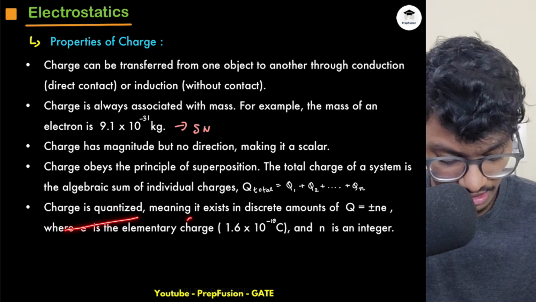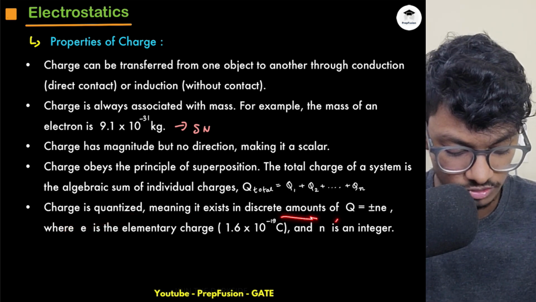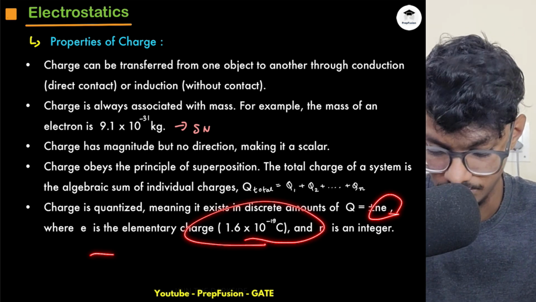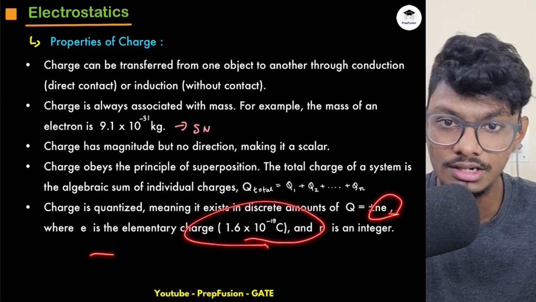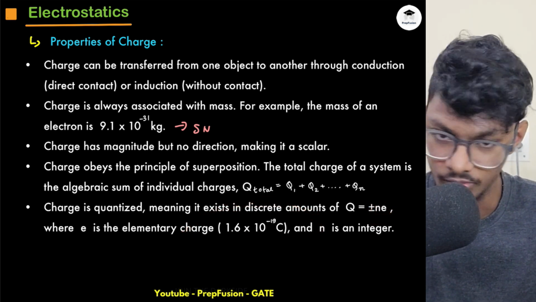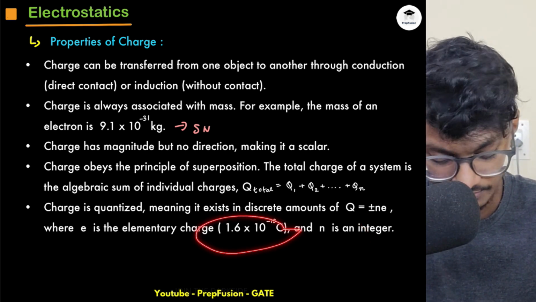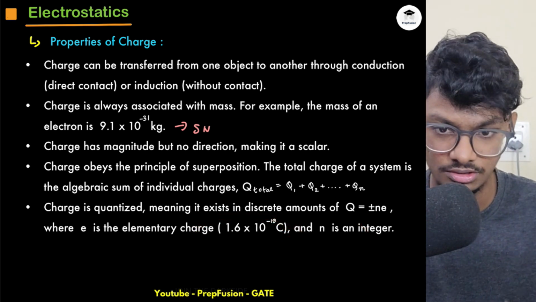Charge is quantized, meaning it exists in discrete amounts of q equals plus or minus n e, where e is the charge of a single electron. So it will always be quantized. It will always be an integer multiple of this number. These properties you already know, just going through.